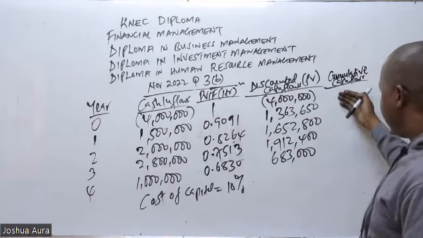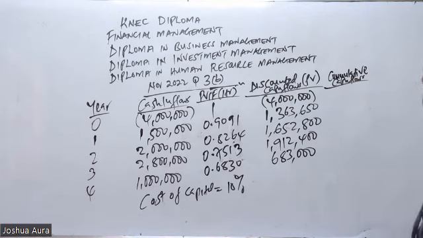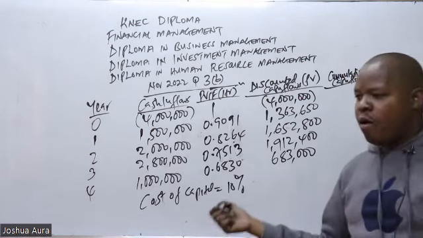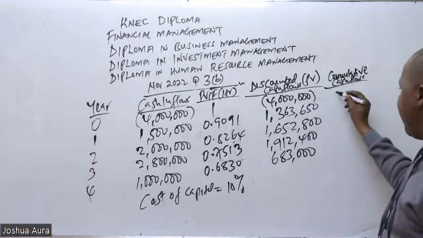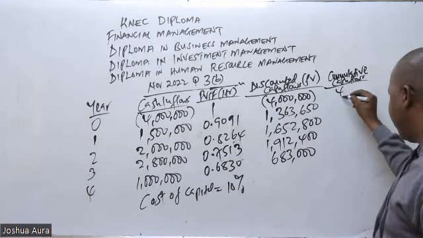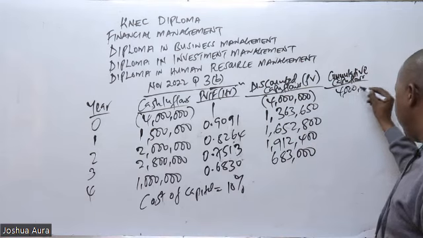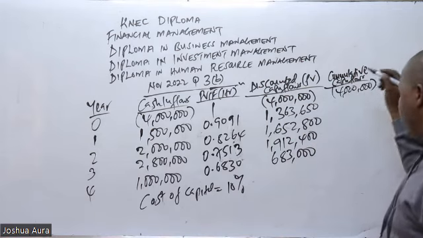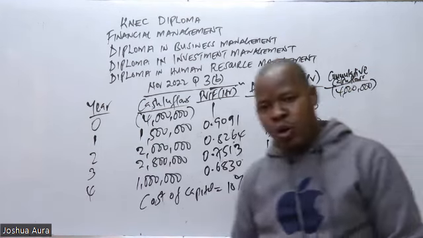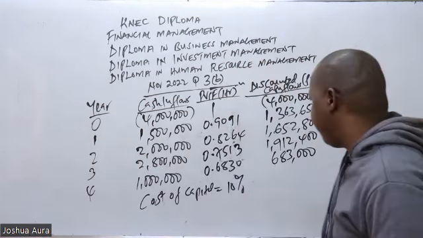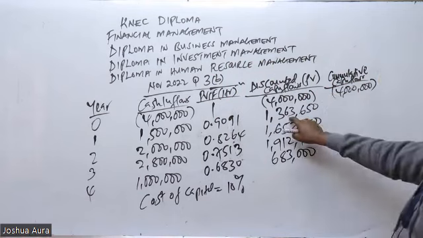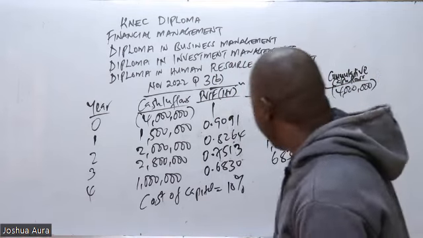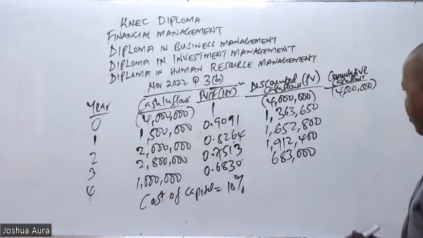So what is our first figure? Our first figure will be minus 4 million. This is how you are to get the cumulative cash flow. You start with the first figure, then you add the first figure to the second figure.